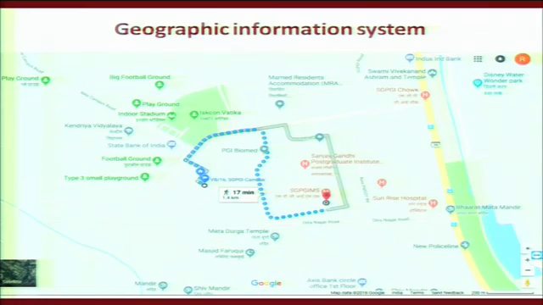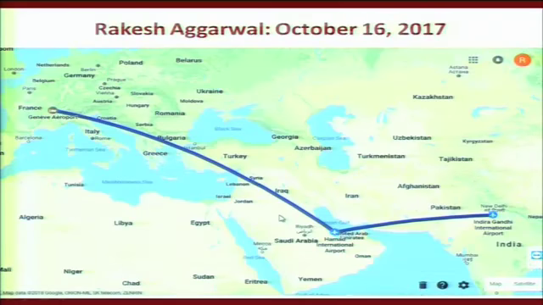Finally, this is what my cell phone told me when I walked from my home here to this auditorium, how I have walked. Even if you cross the road, it can pick up. It can pick up your location everywhere. And if I try to look at where I was on 16th of October, it told me I took a flight from Delhi. It picked up that I had been at the airport in Dubai, and then I had picked up a flight to Geneva.